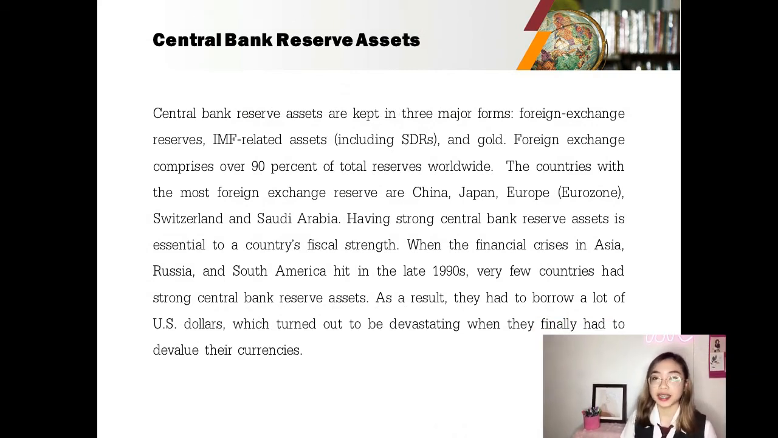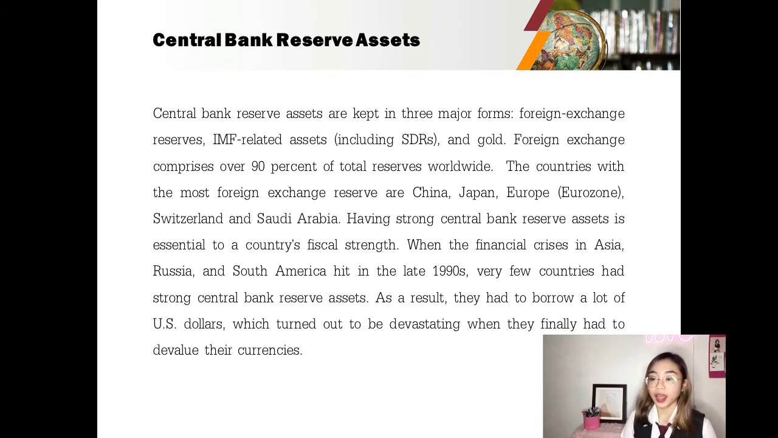So next one is the central bank reserve assets. First, let us define what a reserve asset means. Reserve assets consist of those external assets that are readily available to and controlled by monetary authorities for direct financing of payment imbalances, and for indirectly regulating the magnitude of such imbalances through intervention in exchange markets to affect the currency exchange rate. Central bank reserve assets are kept in major forms such as foreign exchange assets, IMF-related assets, including SDRs, and gold.